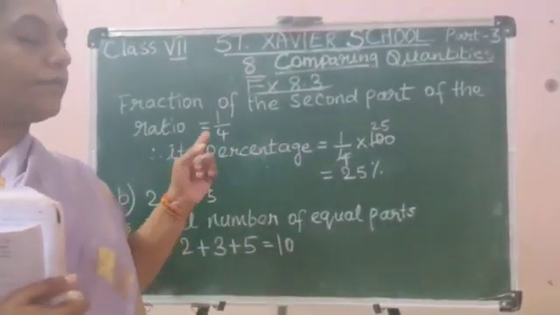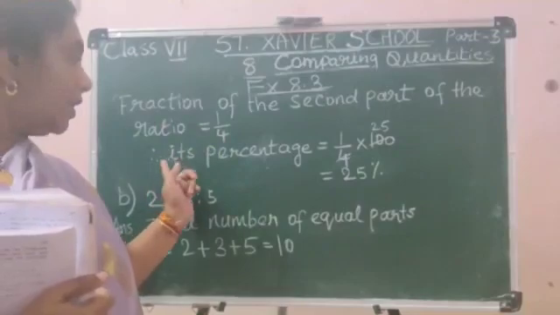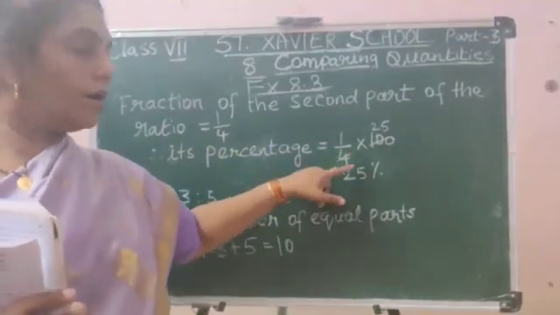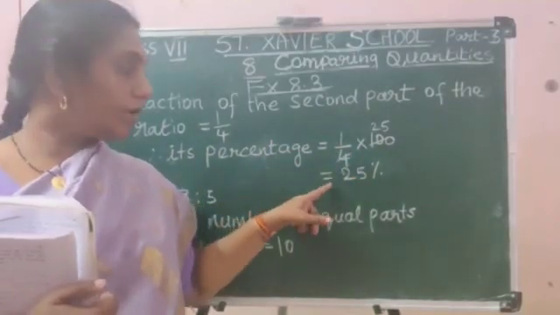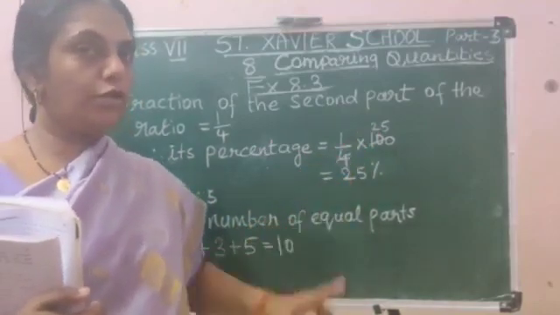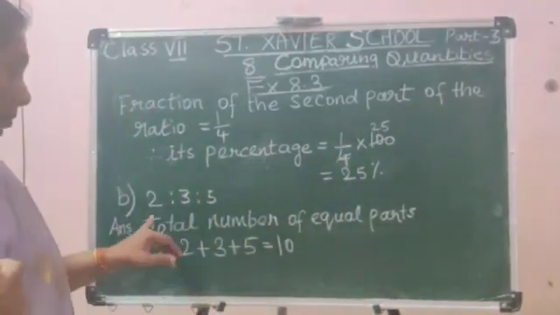The fraction of the second part of the ratio is 1 by 4. Its percentage is 1 by 4 into 100. 4 and 100 will be simplified. So we will get 25. Therefore, it is 25%.